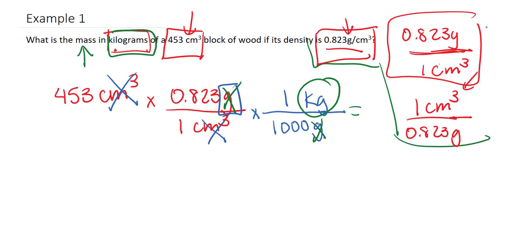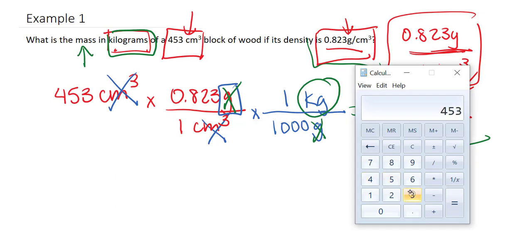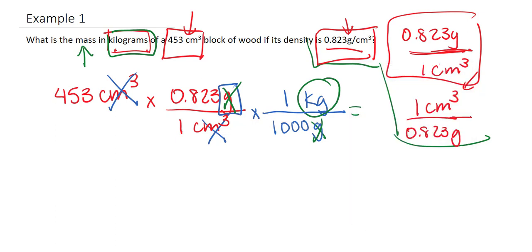So let's go ahead and get our calculators out. We have 453 times 0.823. So that gets us 372.819. And let's go ahead and divide it by 1,000. So we're going to get 0.3728. So we'll just leave it at 4 decimal places here and not do the 19. So let's go ahead and put 0.3728. And this is in kilograms.